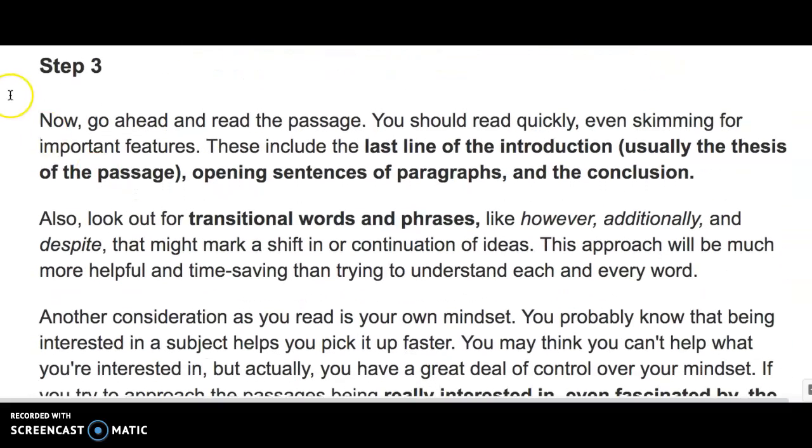Step 3, okay. Now you go ahead and read the passage, now that you've done those steps. You need to read quickly. You need to read as quickly as you can. Look out for transitional words like however and additionally and despite, because that's going to show a shift in the passage, and most likely there's going to be a question about the shift in the passage. So make sure you're looking at those.